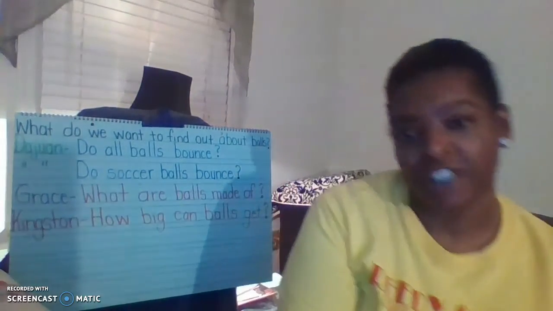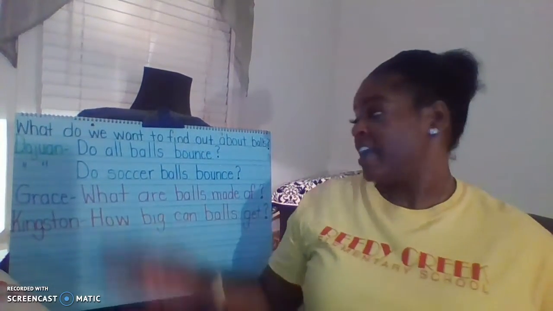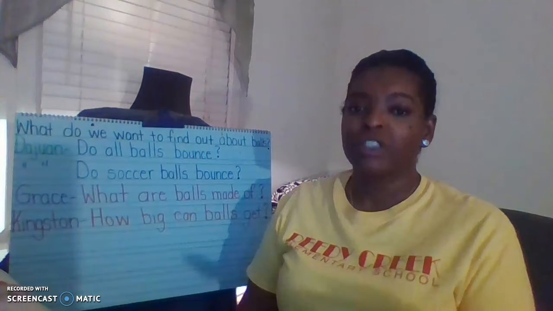This yoga ball is made out of different material than this beach ball. This beach ball is kind of wimpy. It doesn't have a lot of muscles like this yoga ball. The yoga ball is strong. It has a lot of muscles. It's made out of different materials. And so that goes back to Grace's question. What are balls made out of? And then we have to find out, do soccer balls bounce? Do all balls bounce?